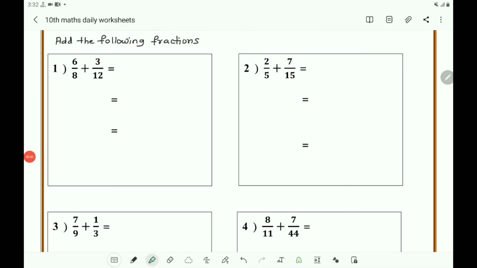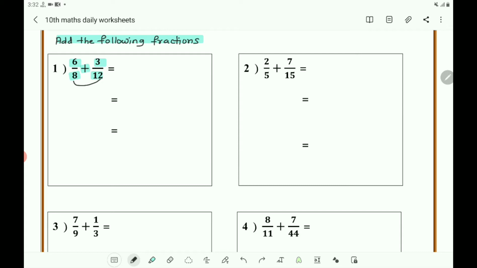Now the next questions. Add the following fractions. 6 by 8 plus 3 by 12. Here also you must take the LCM. Find the LCM of 8 and 12. You must use the division method or any factor method. After that, you must identify the number by which to multiply 6, and again the number by which to multiply 3.